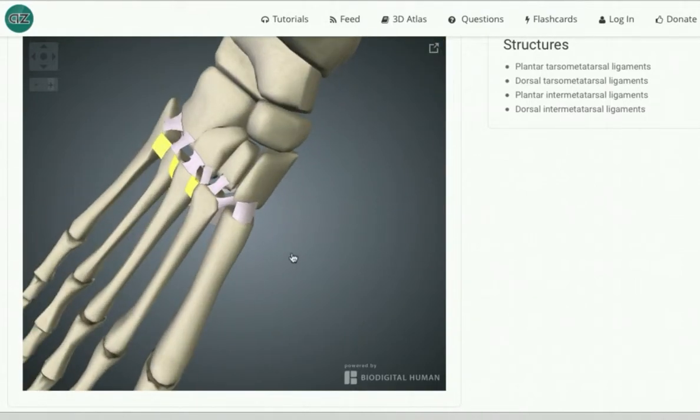The majority of the motion in the tarsometatarsal joint is going to be in our first, our fourth, and our fifth. So our second and our third, you see they have the most ligaments. So they're going to be very stable in comparison to our first, fourth, and fifth.